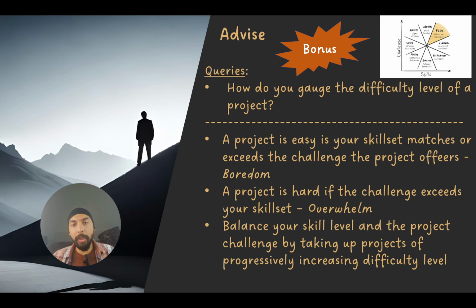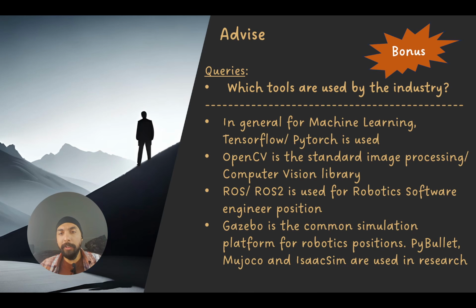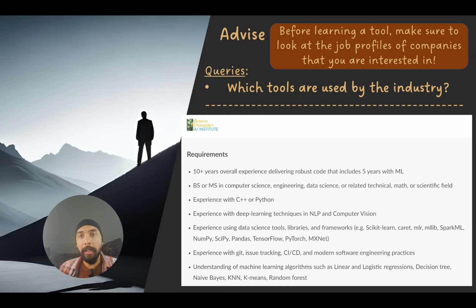Some bonus questions: how do you gauge the difficulty level of a project? I've covered this in a lot of other videos, so I wouldn't go into too much detail here. Essentially focus on finding an optimal balance between skills and challenge. What tools are used in the industry? TensorFlow or PyTorch for machine learning, OpenCV for computer vision, ROS for robotic software engineering, Gazebo for simulation. Before learning a tool, make sure you look at the job profiles. I've already mentioned this.